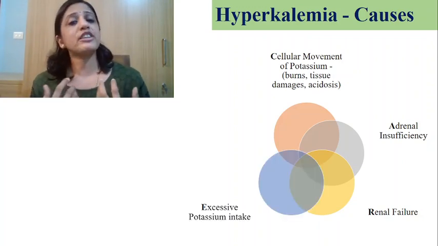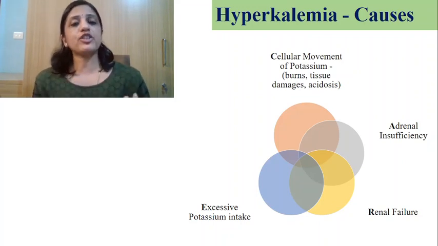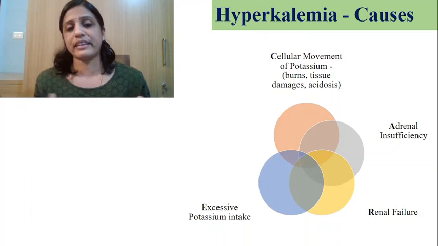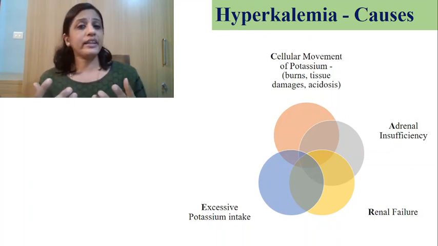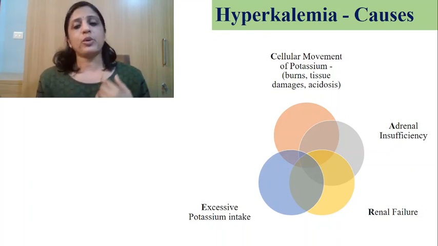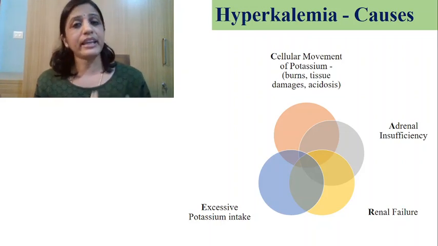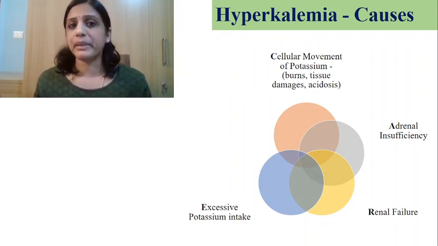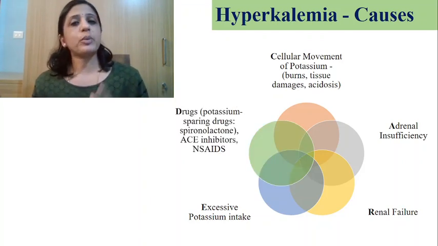E stands for excessive potassium intake. If a person is going to consume a high potassium rich diet, especially when there is renal impairment, it can end up with hyperkalemia. So excessive potassium intake can either be diet or it can be potassium supplements as medicine. The last one is D.